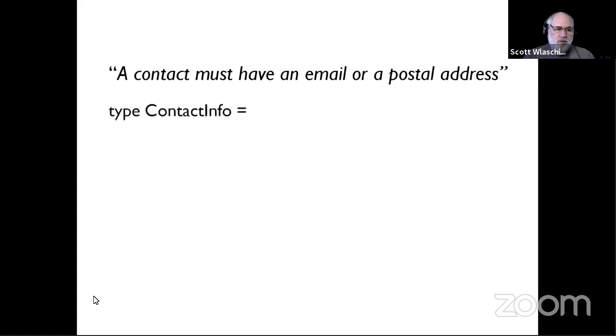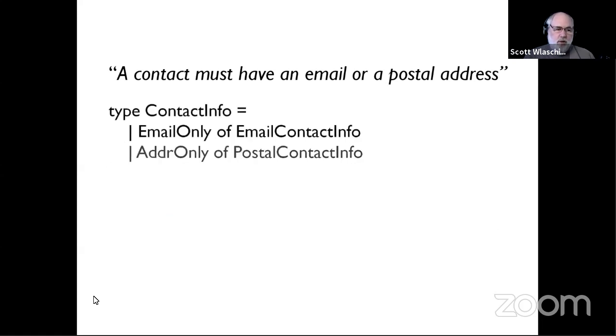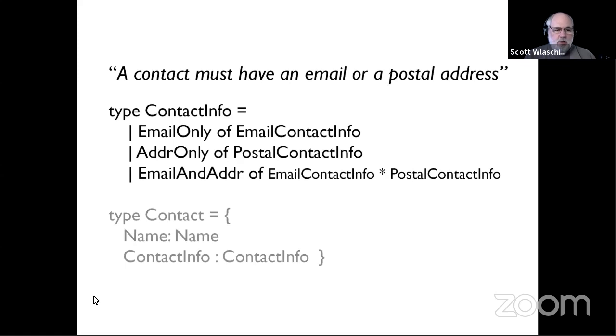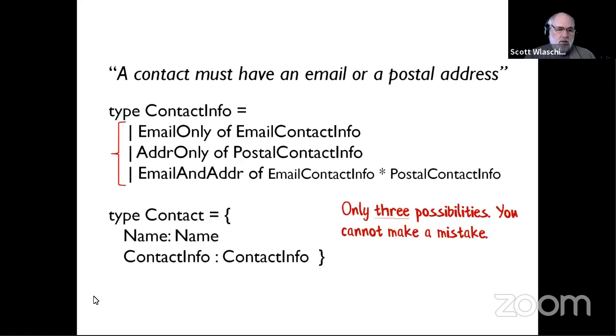So here's my choice type: choice one, the second choice, and the third choice. And the third choice has both of them. And then I stick that in my main contact type. So there's three choices, just like in the domain. And so the fourth choice, where they're both missing, is not a choice. It's not an available choice. I literally cannot write code with them both missing. That's not one of the choices available to me.